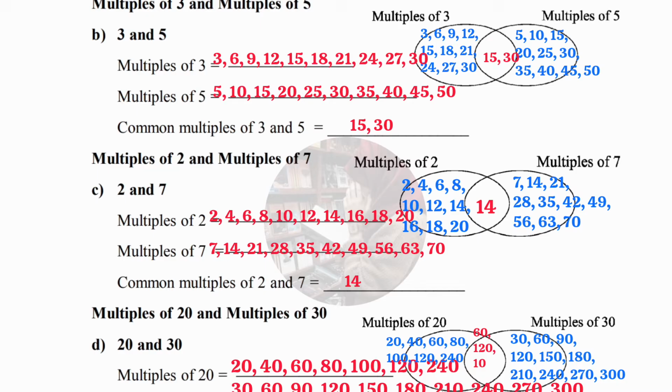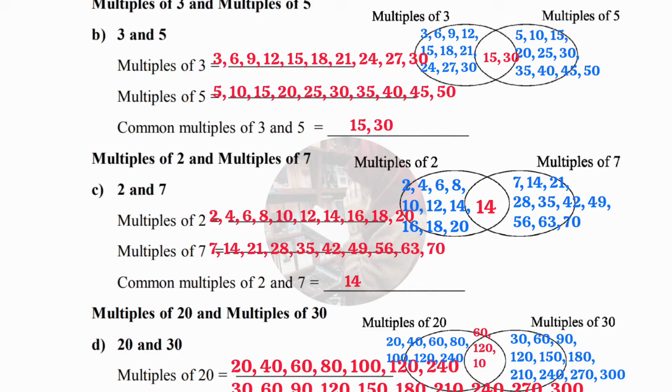If you observe the multiples of both the numbers, you will find two common multiples, which are 15 and 30. So these 15 and 30 you have to write down in the middle of the circles, where the two circles intersect. In the first circle you write the multiples of 3, and in the second circle you write the multiples of 5.